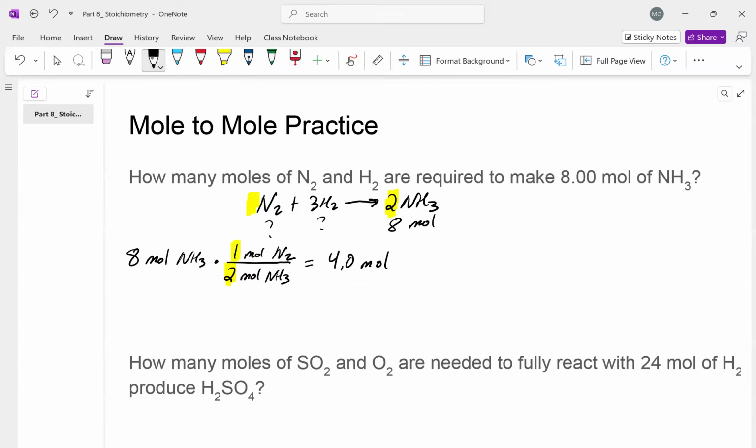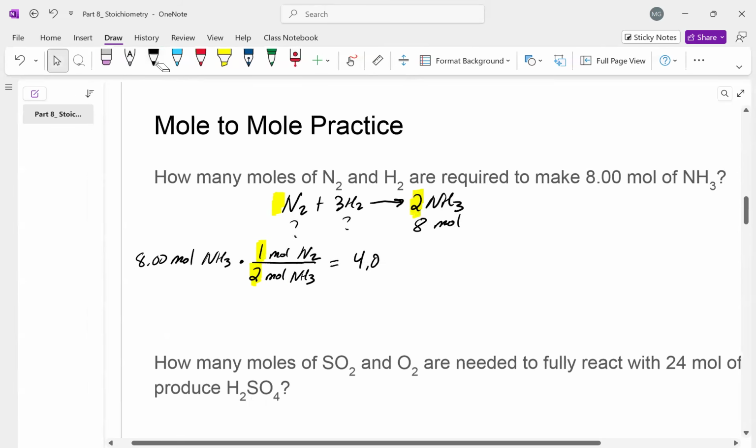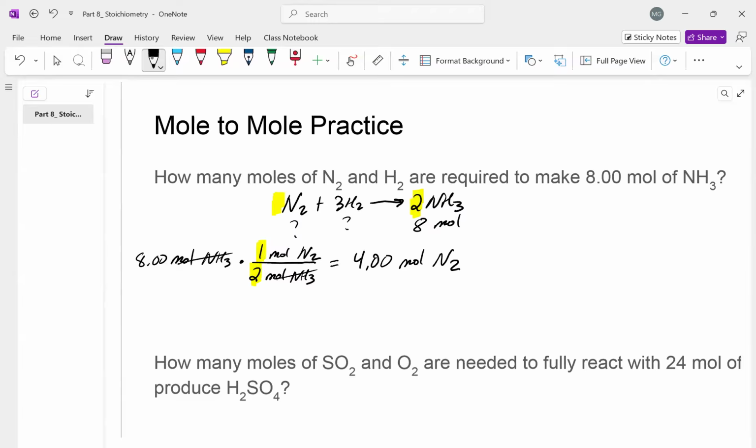I guess I should keep track of good sig figs. 8.00 moles of N2 are needed. Now, while I'm talking about sig figs, one thing to note is that those coefficients from the balanced equation have an infinite number. That's an exact number. So these have an infinite number of significant figures.